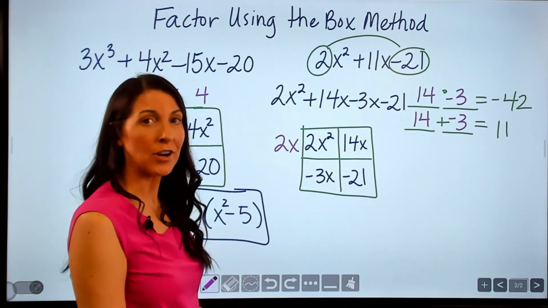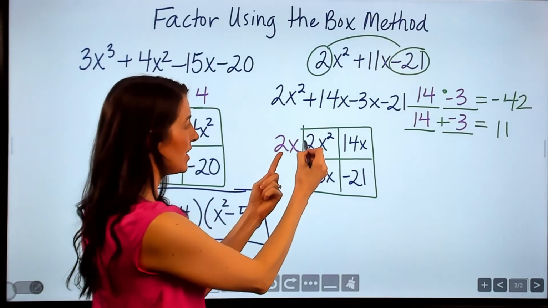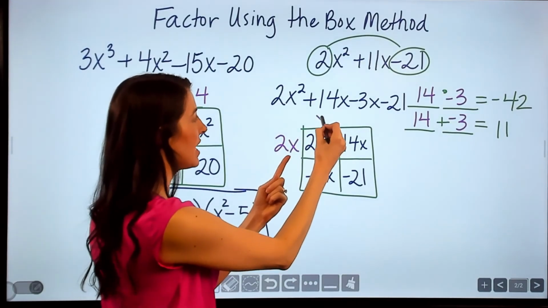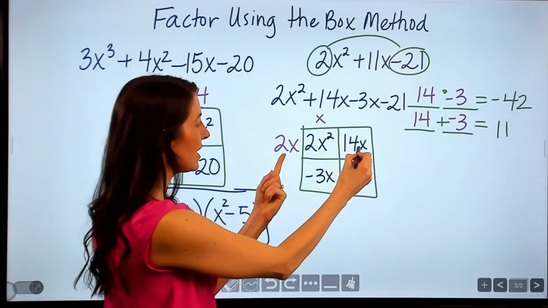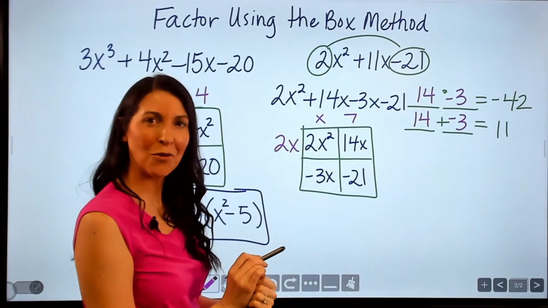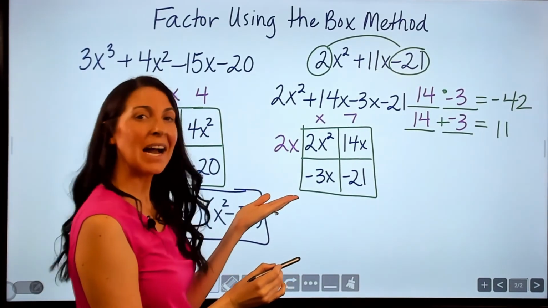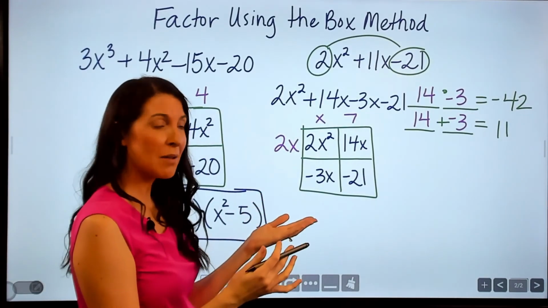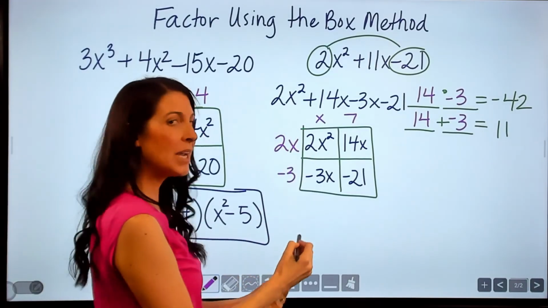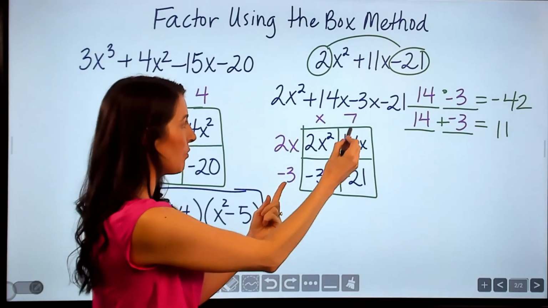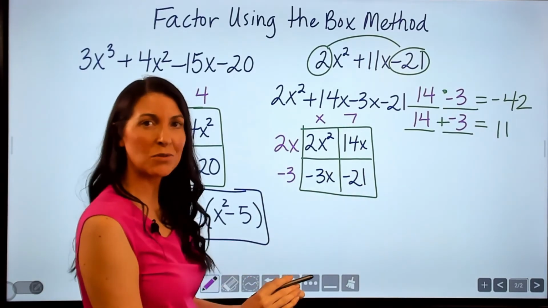Now think about area. 2x times what is 2x squared? 2x times x is 2x squared. 2x times what is 14x? 2x times 7 is 14x. Now moving on here. Again, you can still think about area. X times what is negative 3x? That would be negative 3. And then make sure to check it. Negative 3 times 7 does get us to negative 21.